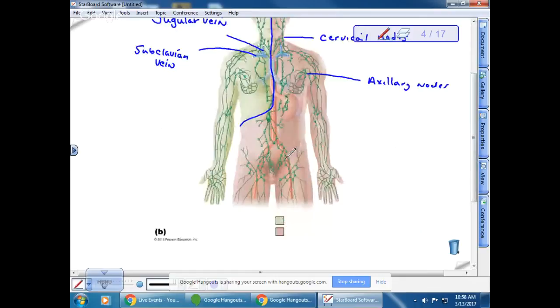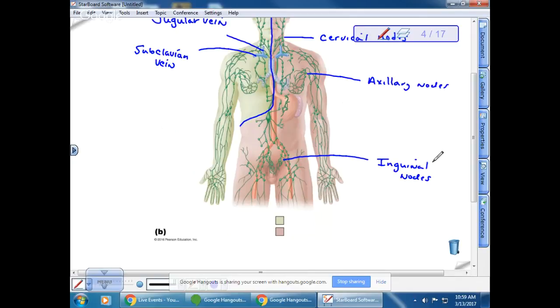Okay. And then there's a group down here. So if you get really, really sick, sometimes those swell up. And this region is called the groin or what? Inguinal nodes. Okay, so we'll talk about those, what that nodal tissue is.